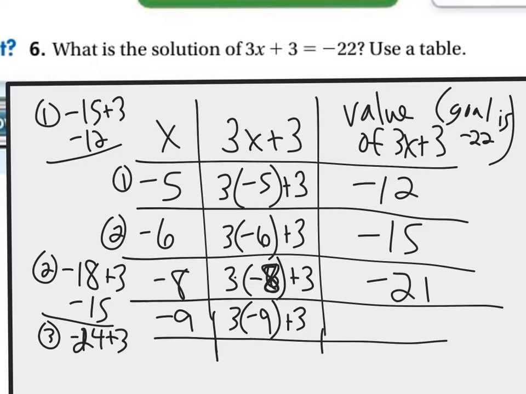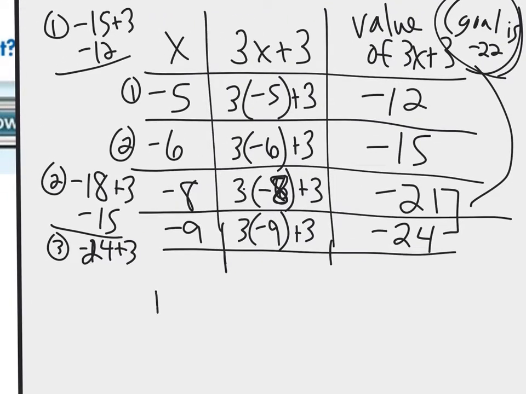If we do -9, that'd be -27 plus 3, which would be -24. And you can see our goal is right in between those two. So then we could say our answer would be between -8 and -9.